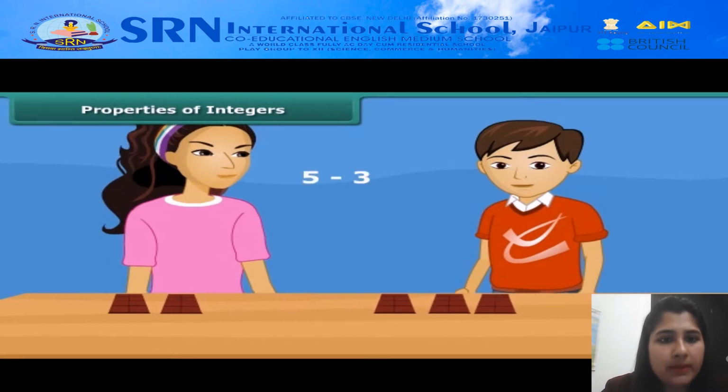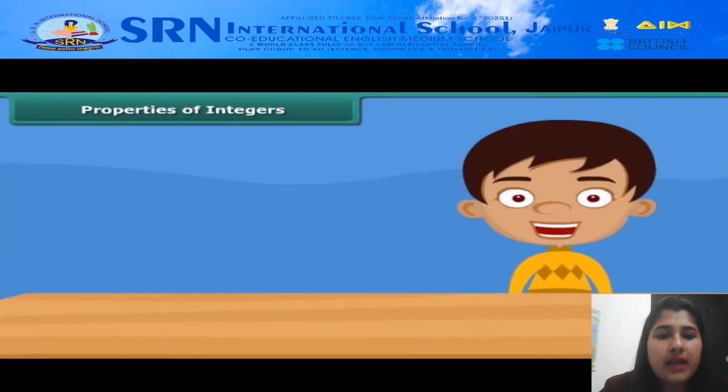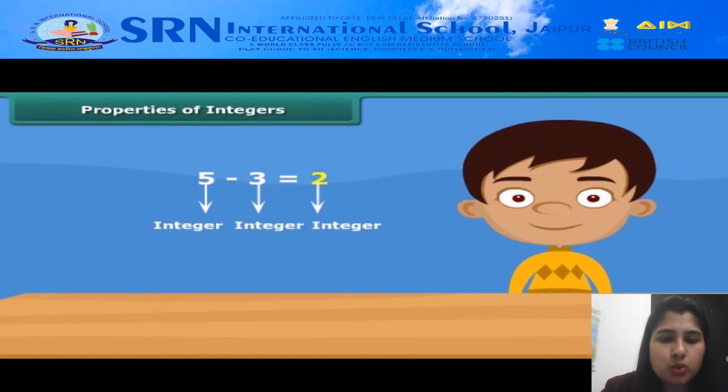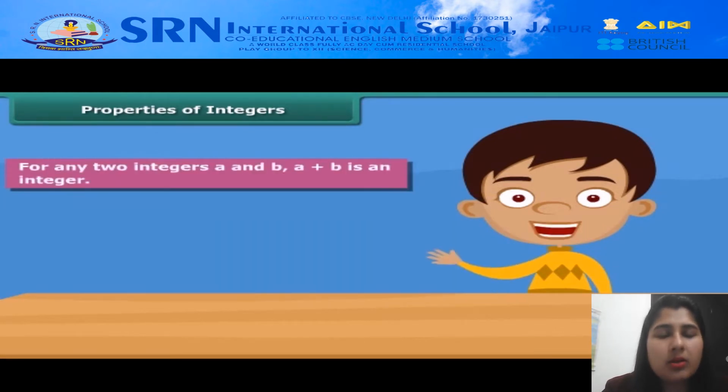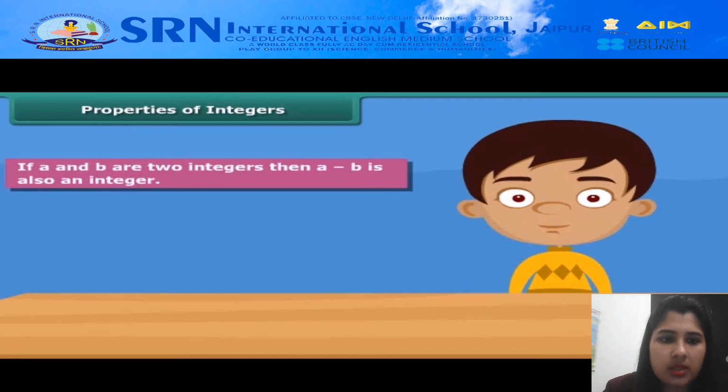Now, the next property is of subtraction. Let's see, 5 minus 3 will give us 2, obviously. So as we can see, 5 minus 3 is equal to 2. So an integer minus an integer will give us an integer only. So integers are also closed under subtraction. For any two integers a and b, a plus b is an integer only. If a and b are two integers, then a minus b is also an integer.